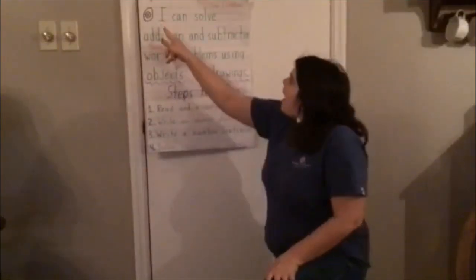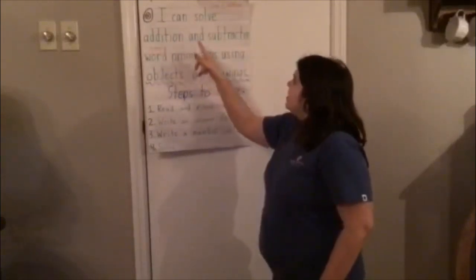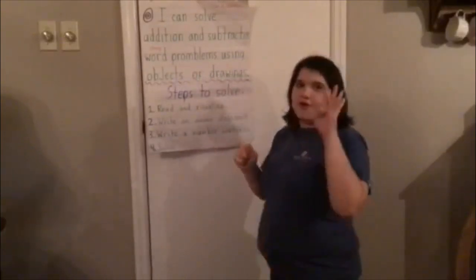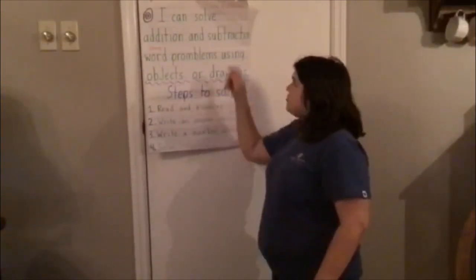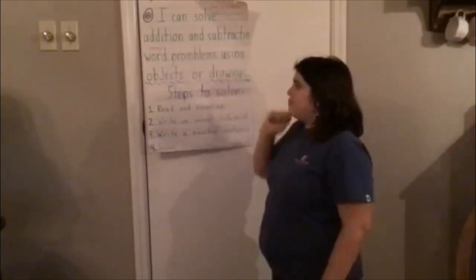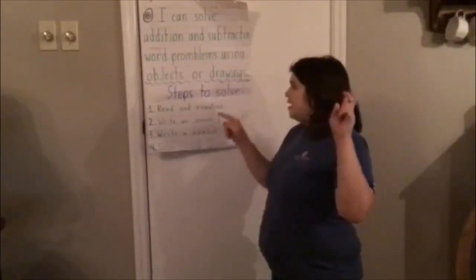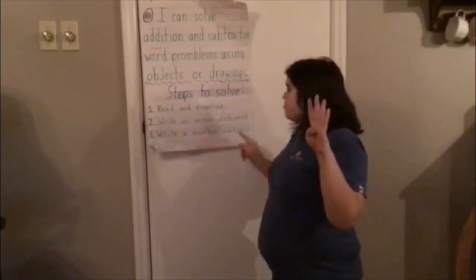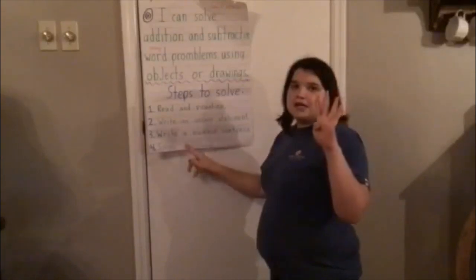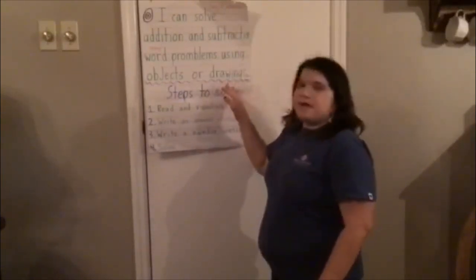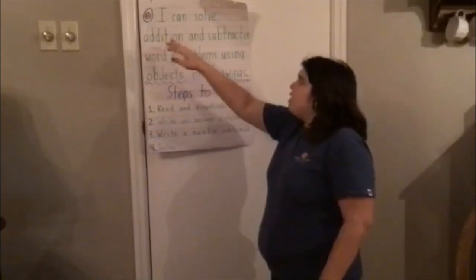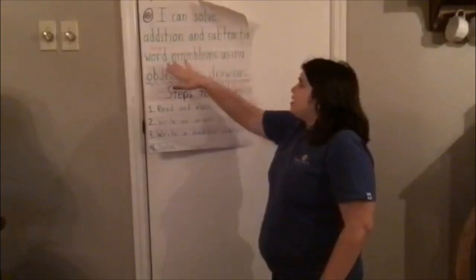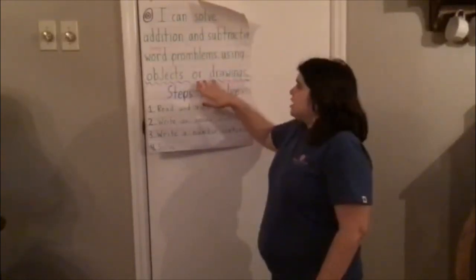We learned that I can solve addition and subtraction word problems using objects or drawings. There are 4 steps to solve the addition and subtraction word problem. First, read and visualize. Second, write an answer statement. Third, write a number sentence. And fourth and finally, solve your problem. Now, with a parent or a family member, you can have them write practice problems that are addition and subtraction word problems so you can practice these 4 steps.